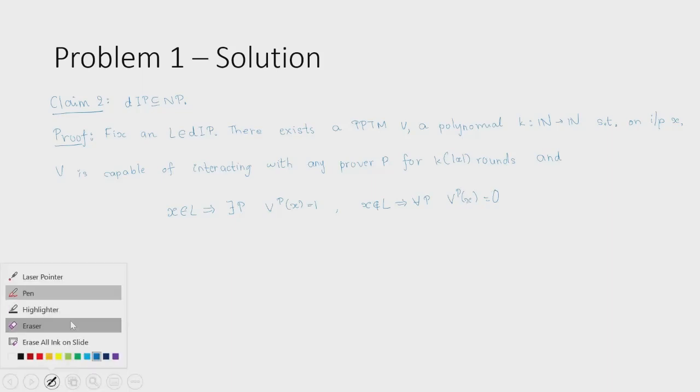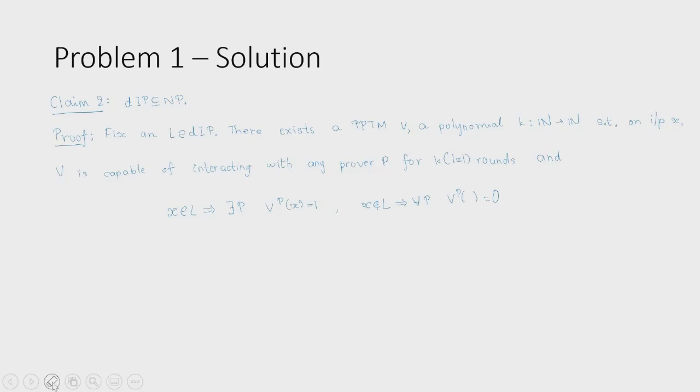Again, there are no probabilities over here because we are dealing with DIP, and so P is a deterministic machine. Okay, so now what we'll do is the opposite of what we did for the previous claim. We'll argue that using this verifier and provers, we can construct a deterministic Turing machine M which acts as a verifier for NP. So construct a deterministic Turing machine M as follows.